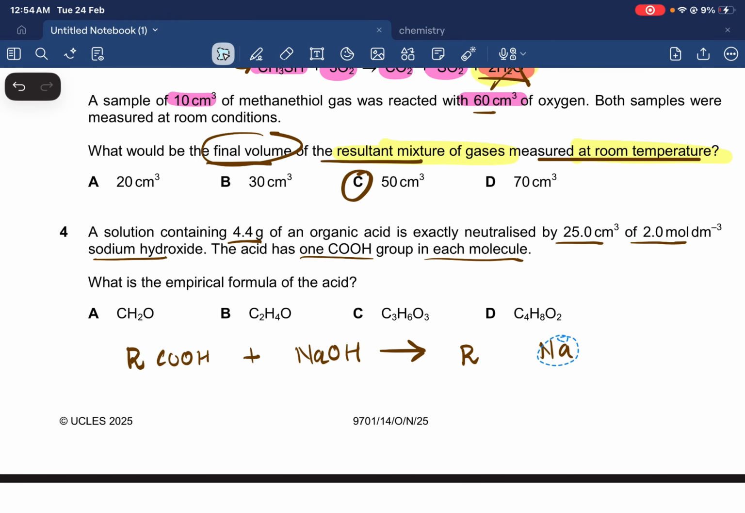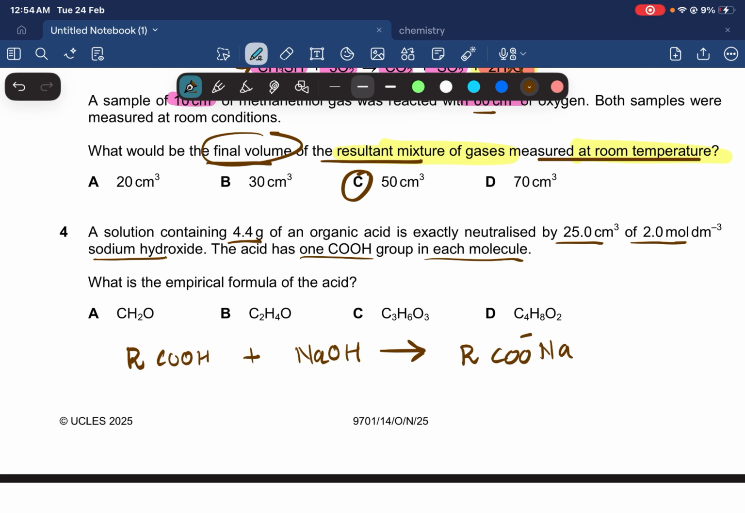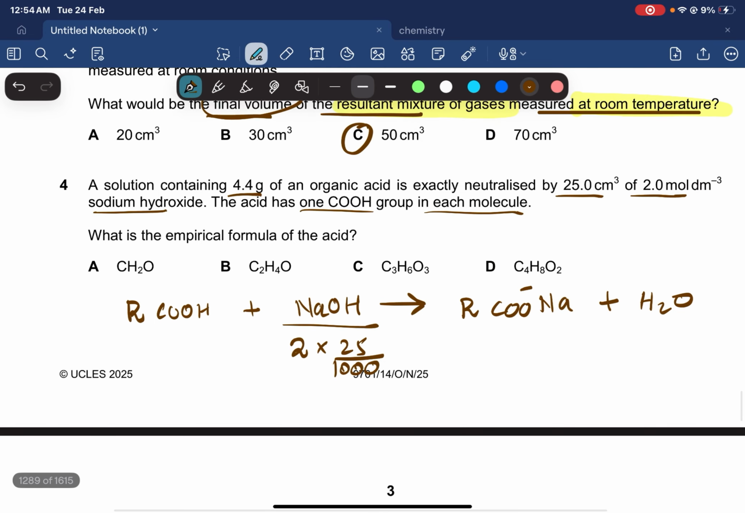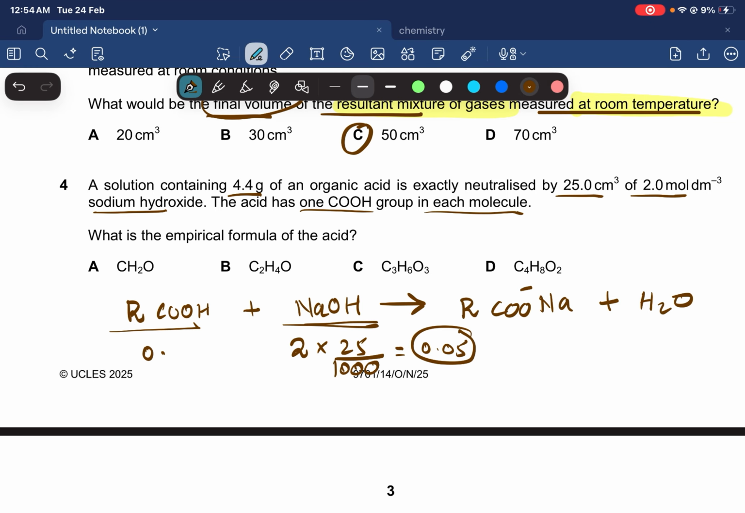RCOO-Na, to be more precise, RCOO negative Na plus water. Now, first things first, we have to calculate the moles. Moles equals concentration, which is 2, times volume, which is 25 upon 1000. This gives me 0.05 moles of my NaOH. Now I know the mole ratio of NaOH and this acid is 1:1. I just made a balanced equation, and that's how I know the acid is also going to be 0.05 moles. Now I have the mass of the acid and I have the moles of the acid.